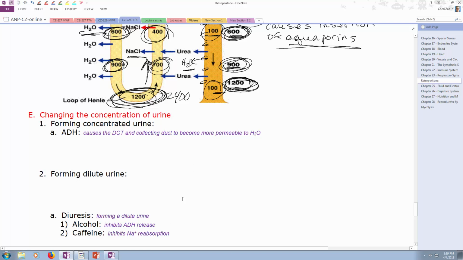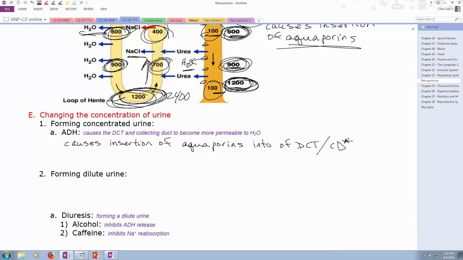And so that's why, for us to change the concentration of our urine to go from a dilute urine to a more concentrated urine, we need antidiuretic hormone, because it will cause aquaporins to be inserted into the luminal side of our DCT, but more importantly, collecting duct, because that's the one that's got the saltier surrounding environment.